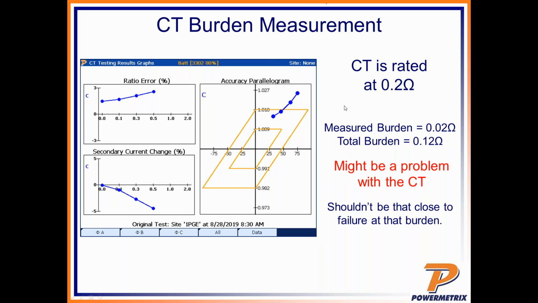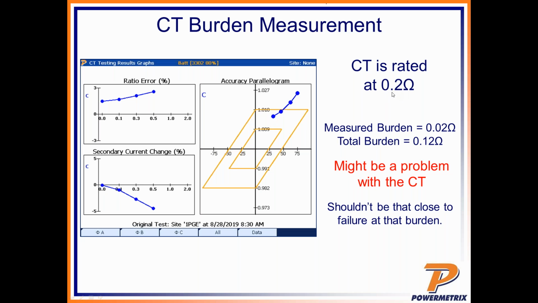So let's look at a couple scenarios. So let's say our CT is rated at 0.2 ohms. We got something like this, and we had a few extra minutes, and we want to kind of dig into this scenario here. So let's measure the burden at this test point with our PowerMaster 3 series. The measured burden, we'll say, was 0.02 ohms. That makes the total burden 0.12 ohms at this test point, okay?